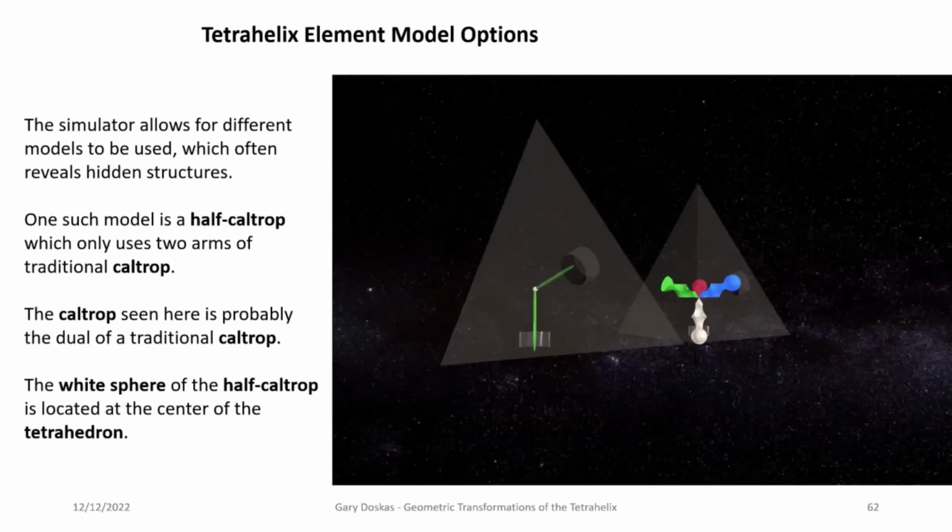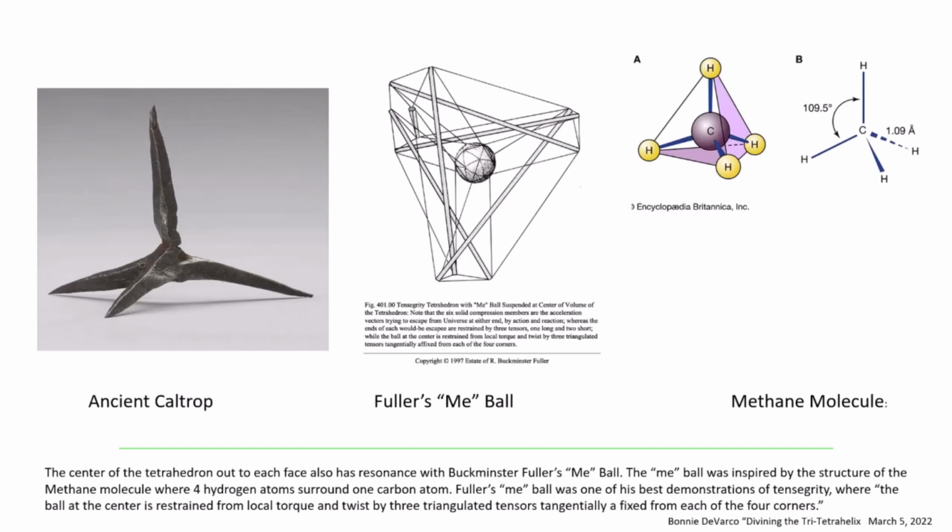Again, Bonnie just highlighted the fact that this caltrop design has been around since antiquity. Fuller's meatball has similar structures, and the methane molecule has this structure as well.